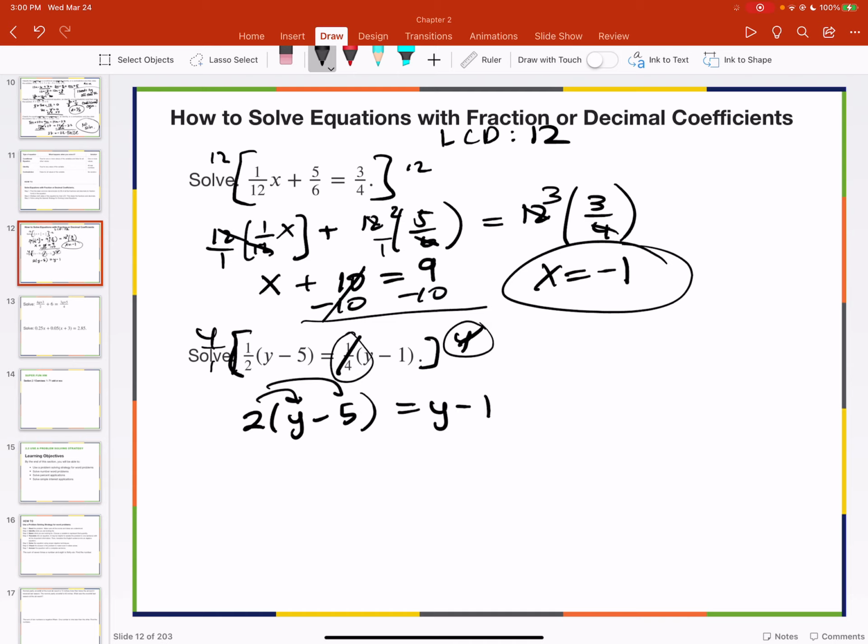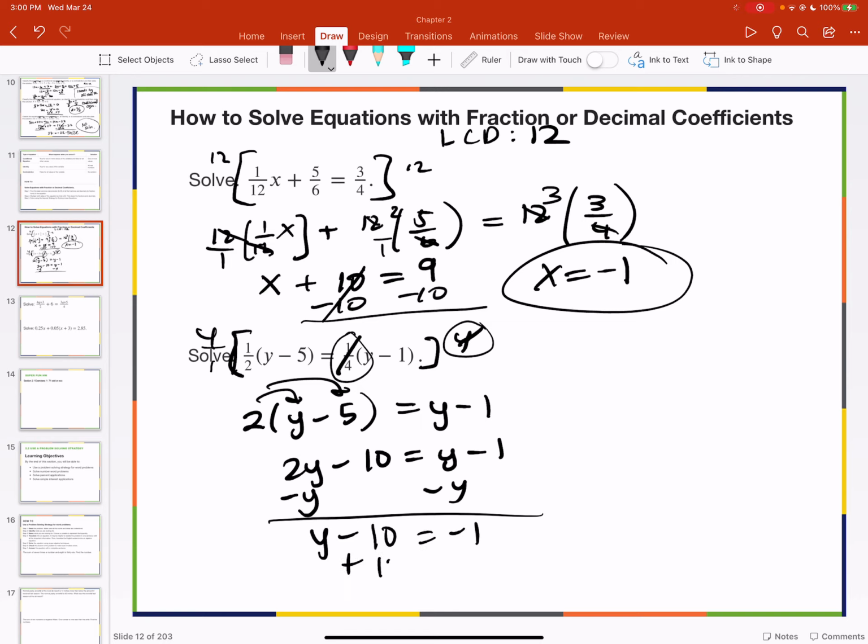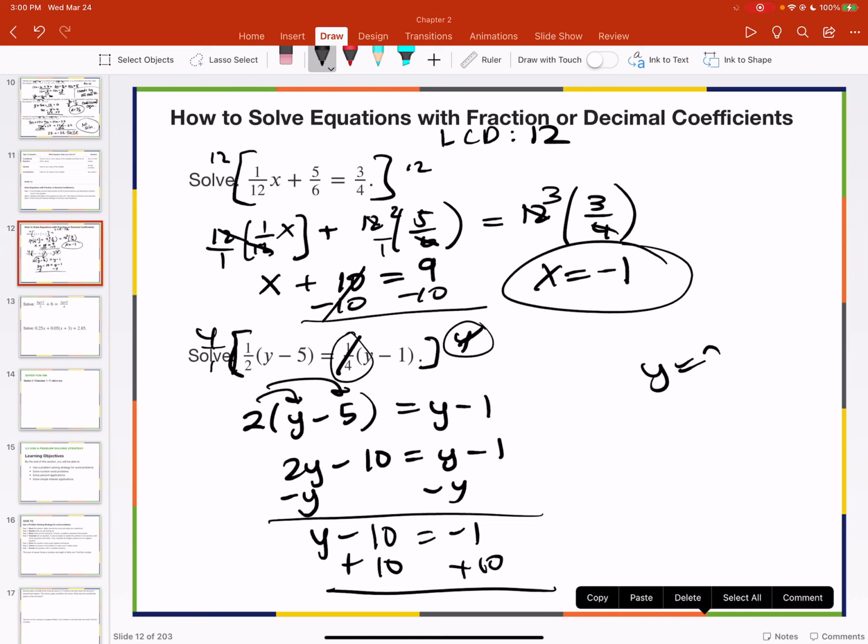Okay, so distributing the 2, y minus 10 is equal to y minus 1. Subtract y from both sides, y minus 10 is equal to -1. We add 10 to solve for y. We get y is equal to 9.